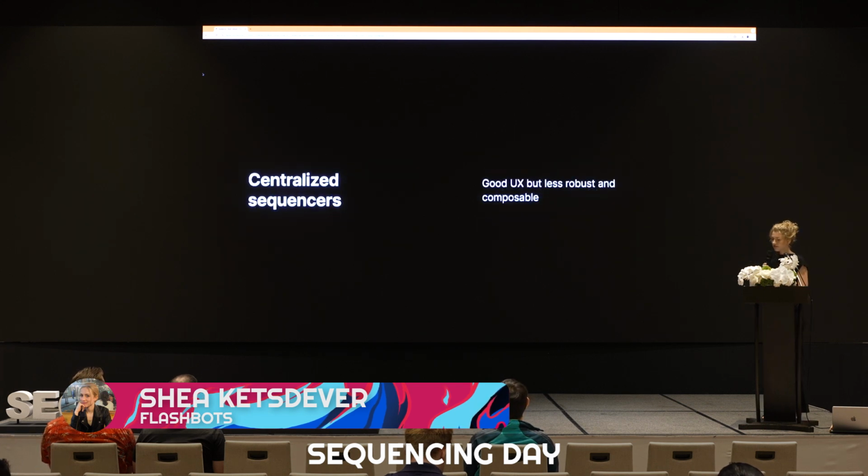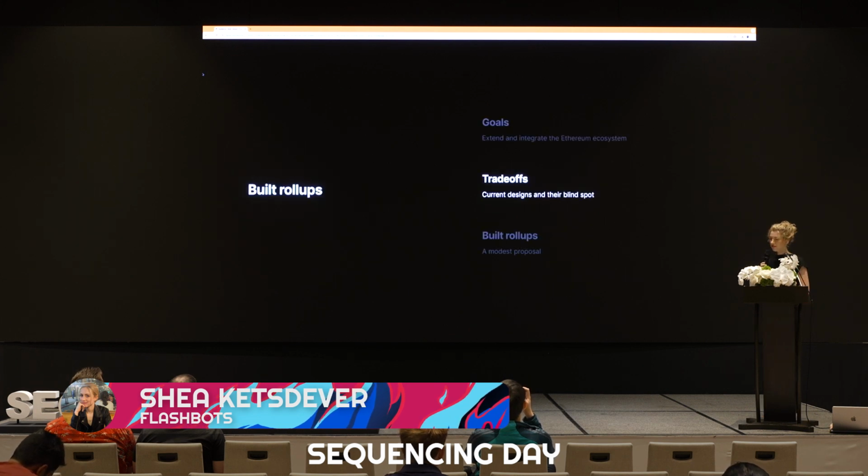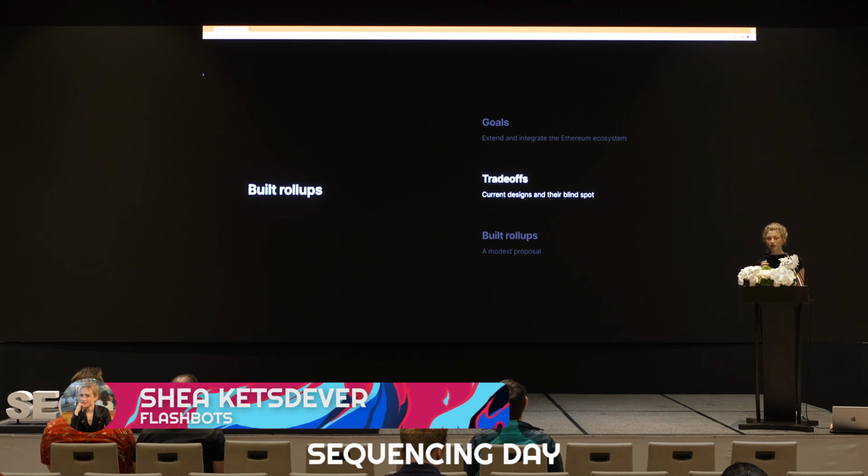And I think the big challenge we face, obviously, is that centralized sequencers are maybe not a great way to get there. They're a lot like Web 2 apps. They have great UX, but they miss some of the key benefits, I think, of crypto, which are resilience and composability.